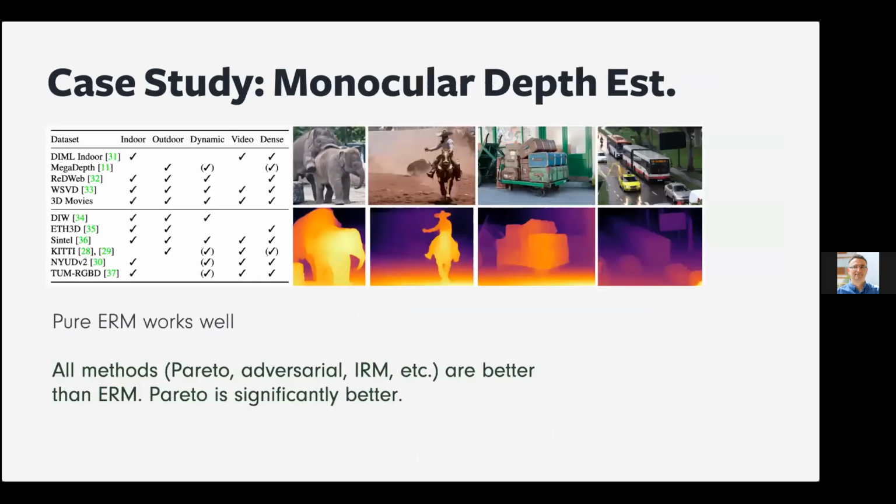Then some friends from the same lab, from Intel Labs, applied this idea to monocular depth estimation. They collected 5 data sets and then did learning with ERM with the exact same weights, and it performed well. When you apply all the methods, they all improved over ERM. And actually, this improvement for the multi-objective setting, this Pareto optimization, was very significant.